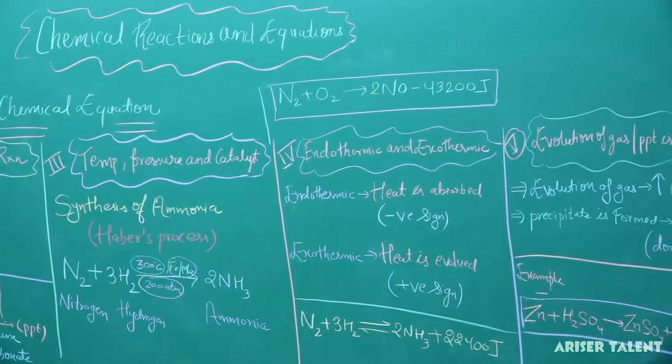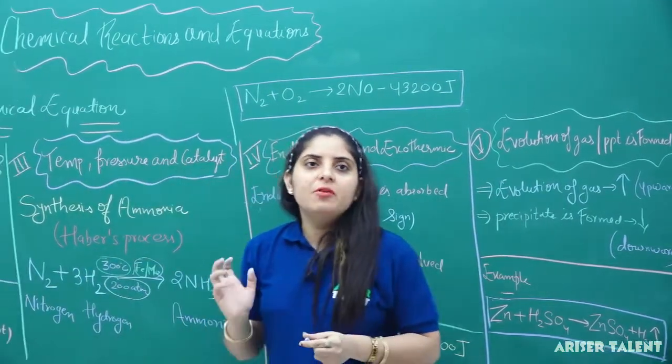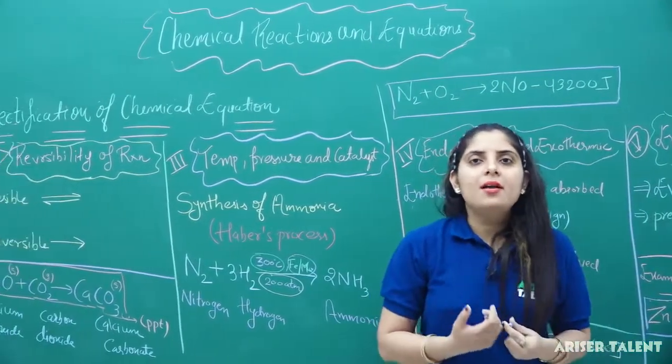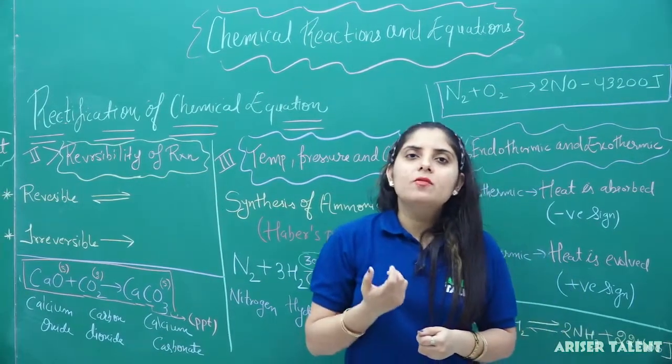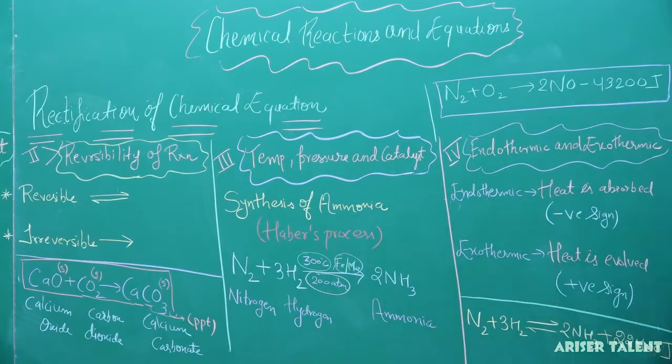Now we are with our next topic. Chemical reaction and chemical equation we have discussed until now. Now our next topic is what balanced and unbalanced reactions are and how the balancing of a chemical equation can be done. So our next topic is balancing of equations.